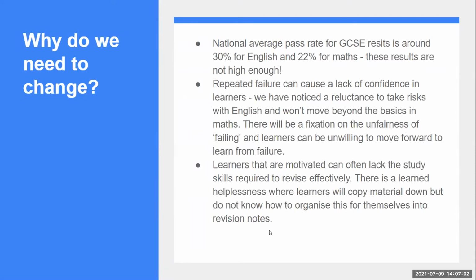But generally, you know, the national average pass rate for English and maths is not particularly high. We've said these results are not high enough. Michelle is the maths teacher, not me, but when you've got 30% of your cohort passing, that means 70%, that's right, isn't it, Michelle, are failing for a second or third time. That is not good enough in our eyes, you know, and that's a national picture. We wanted to do something to address that.